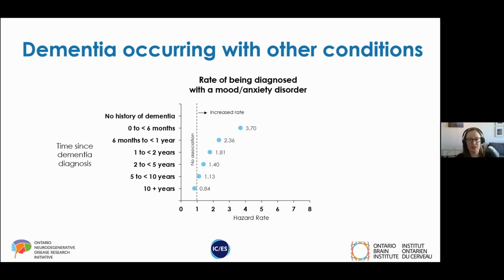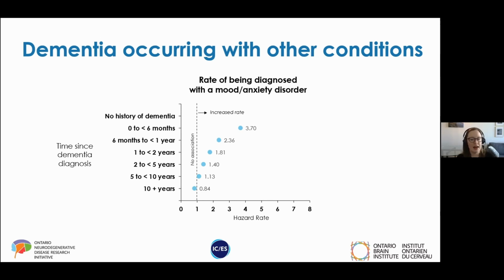So what did we find? Well, overall, we can tell from the position of these dots, which indicate an increased rate of mood and anxiety disorder, the further right they are, we saw that within the first 6 months of someone having a dementia diagnosis, their rate of developing a mood or anxiety disorder was very, very high compared to people who did not have a history of dementia. And we saw that this relationship was actually sustained across different time periods since the dementia diagnosis. So what does this mean?